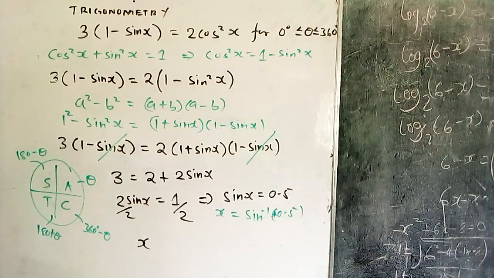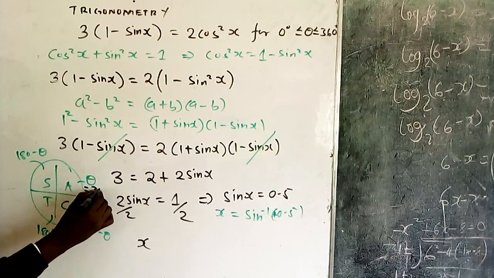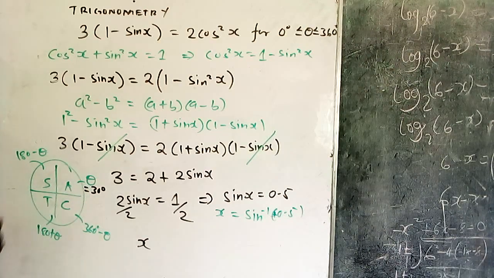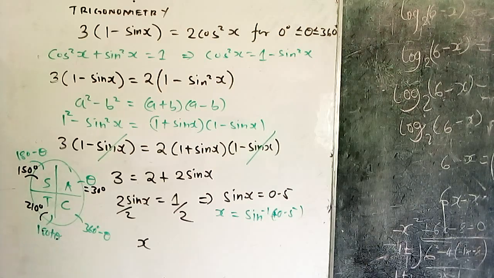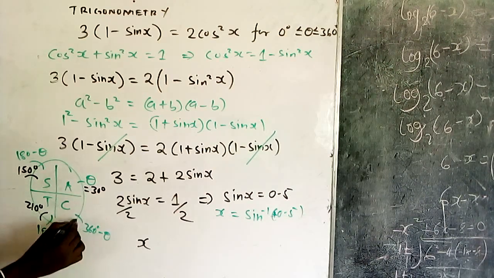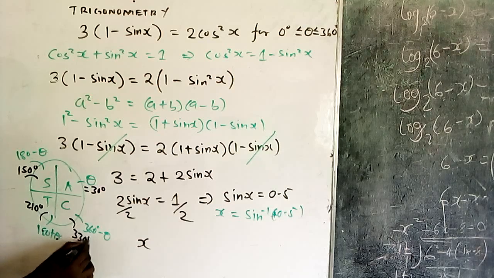So what is the sine inverse of 0.5? 30 degrees. That 30 degrees is not the answer for x. That 30 degrees is the angle in the first quadrant. The angle in the second quadrant is 180 minus 30, that is 150. The angle in the third quadrant is 180 plus 30, that is 210 degrees. The fourth quadrant is 360 minus 30, that is 330.